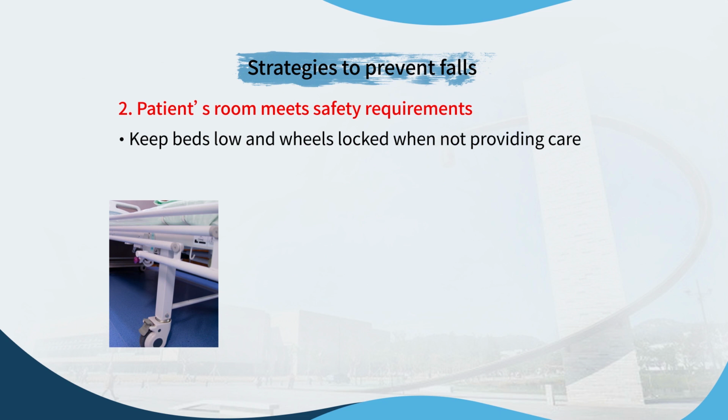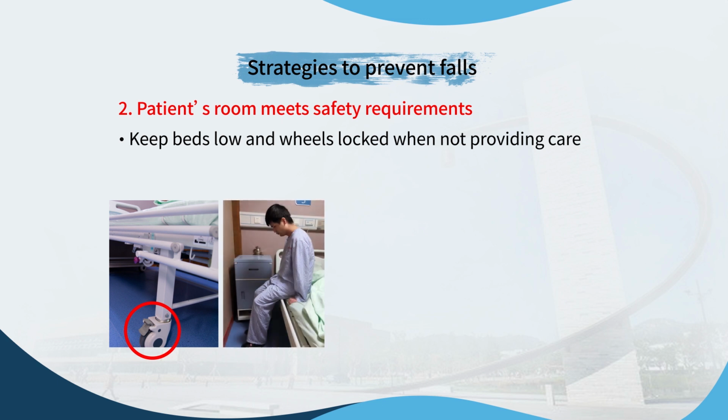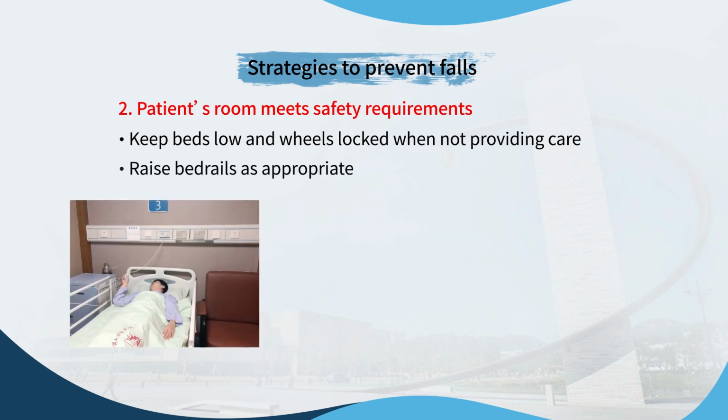Always keep hospital beds low and wheels locked when not providing care, so the patient can move in or out of bed easily. Keep the bed rails up as appropriate. Ask the patient and family to use the call light if he or she needs to get out of bed. Although it may seem raising the bed rails is an effective method of preventing falls, do not do this routinely.